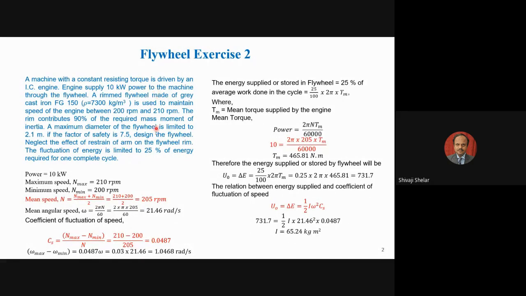So in this problem, most of the data is given in the problem, in which a few things you have to refer in the data book. Neglect the effect of restraint of arm on the flywheel. The fluctuation of energy is limited to 25% of the energy required for one complete cycle. Okay, so let's go and design.